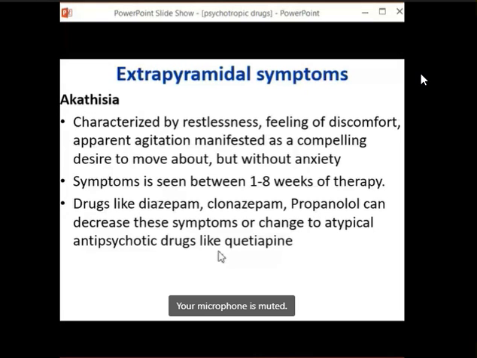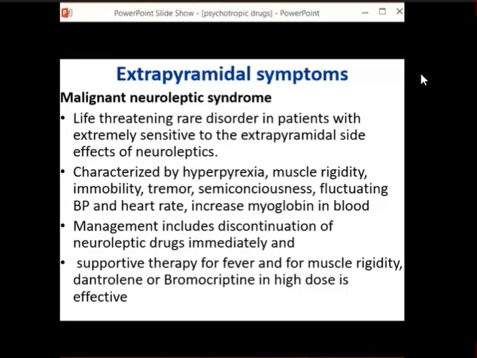Then there is the malignant neuroleptic syndrome, which is a life-threatening condition where patients are extremely sensitive to the extrapyramidal side effects of the neuroleptic drugs. The symptoms are hyperpyrexia, muscle rigidity, immobility, tremor, then semi-consciousness. There is fluctuation of blood pressure and heart rate, and increased myoglobin in the blood. We have to manage this immediately. First of all, we discontinue the neuroleptic drugs immediately and go with supportive treatment, like giving antibiotic drugs for the fever. For muscle rigidity, dantrolene is given, which is a directly acting muscle relaxant.